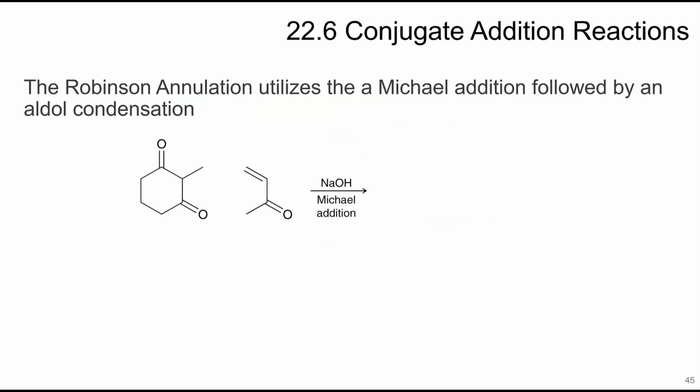The Robinson annulation utilizes a Michael addition followed by an aldol condensation. So after Michael addition, which is the enolate forming here, that will attack there. We form a new bond, 1, 2. So that gets added. And then we add NaOH and heat to do the aldol condensation.